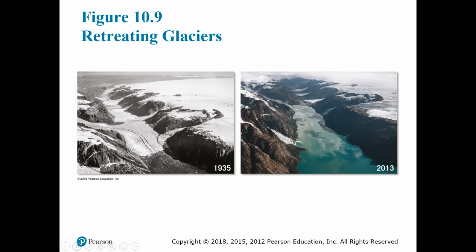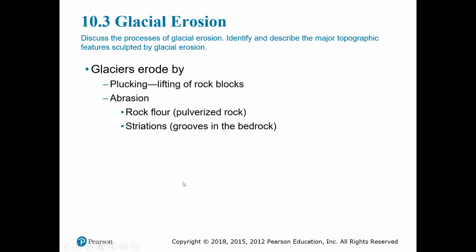The outlet glacier here, that's the primary focus, retreated about 2 miles. And then, like I mentioned the other day in class, in Glacier National Park in Montana, 150 years ago, there were 147 glaciers, and now only 37 remain. So now we'll look at some features that we will find associated with glacial erosion.